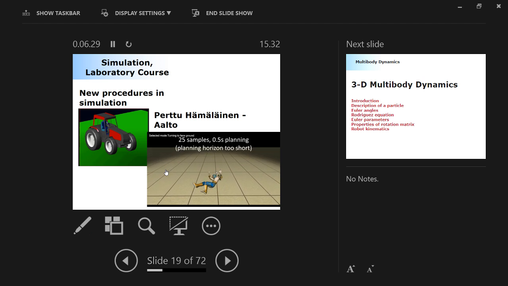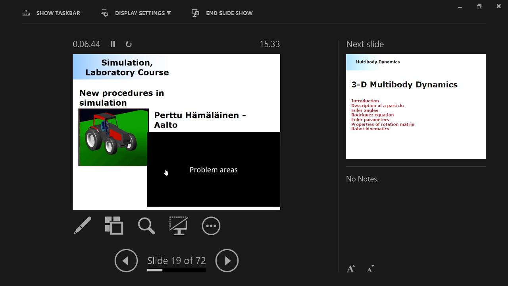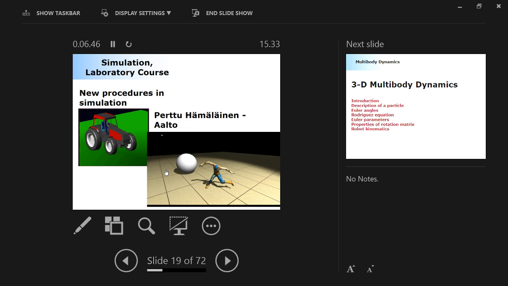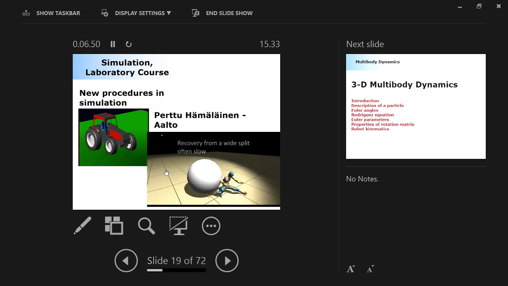Okay, that's not good. It's just introducing different parameters. If you play with the parameters, how that will affect it. Then there are some problems. Not good.